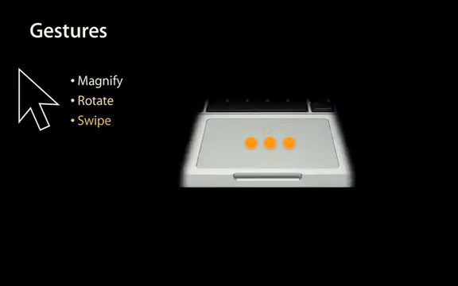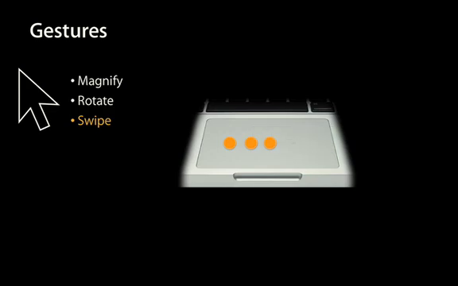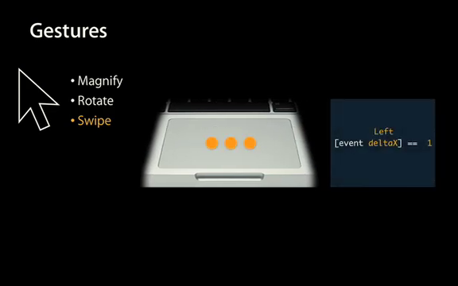And then you have swipe, where the user can use three fingers and they can swipe. Looks something like this. There are two methods on event you need to look at, delta x and delta y. You can use this to determine if they're swiping up, down, left or right. If you swipe left, the delta x is 1, and if you swipe right, the delta x will be -1. Your delta y will be 0 in that case. And you have up being 1 for delta y, and your delta x will be 0, and down being -1.